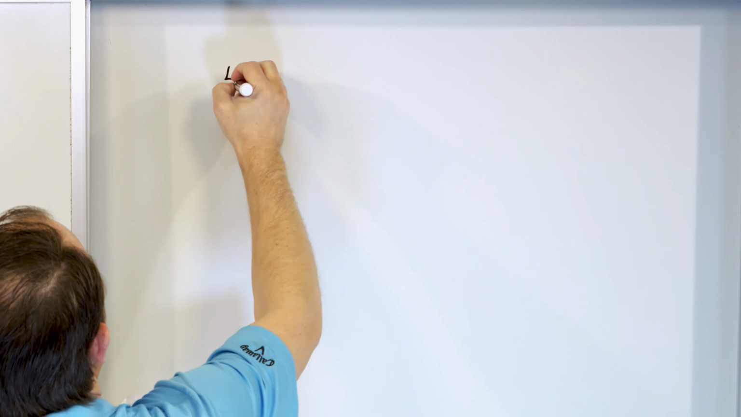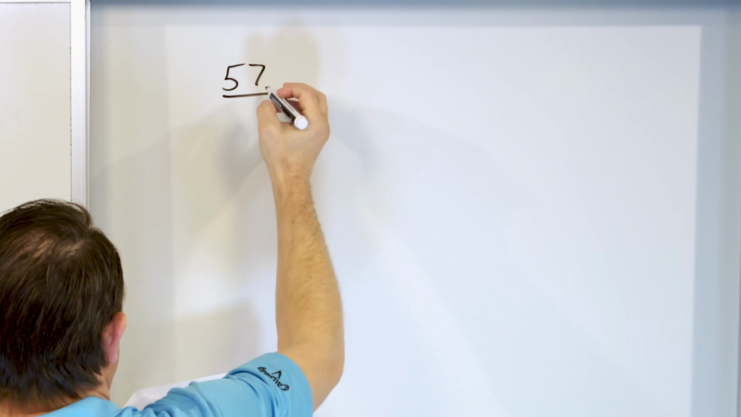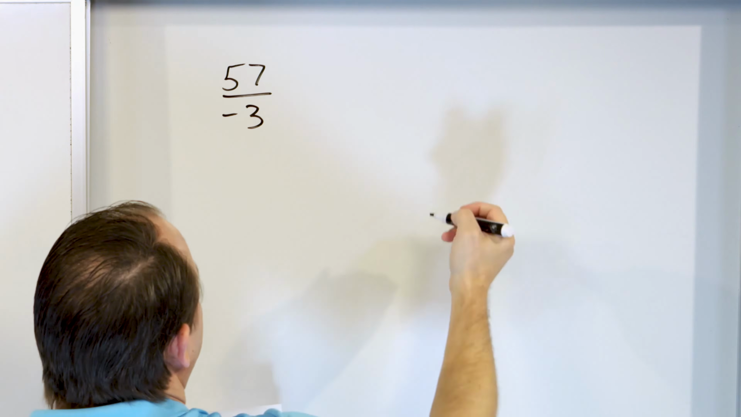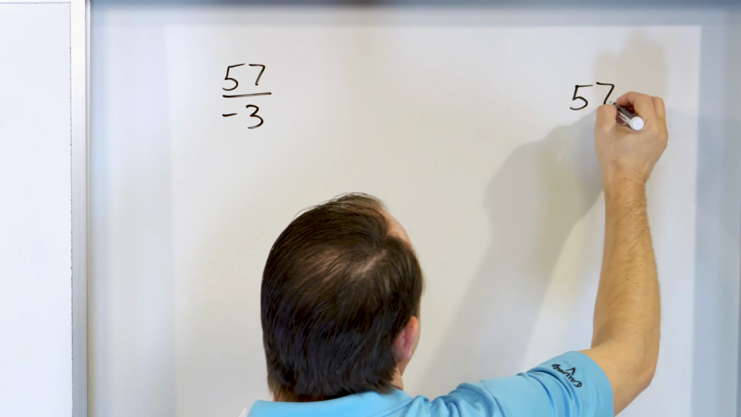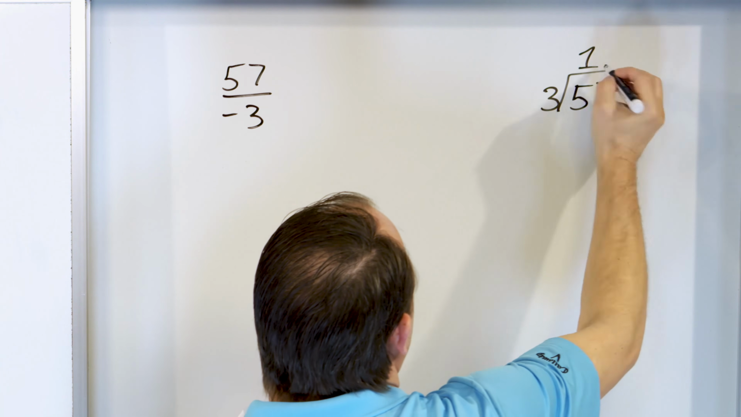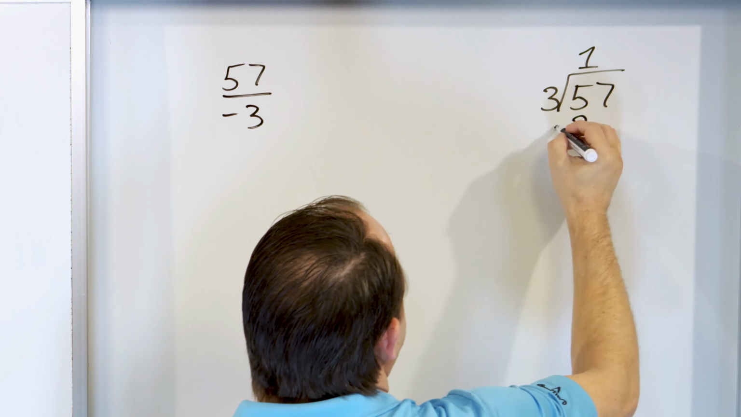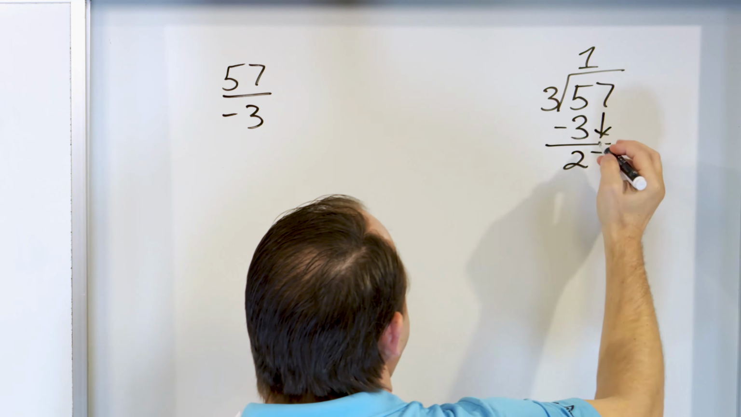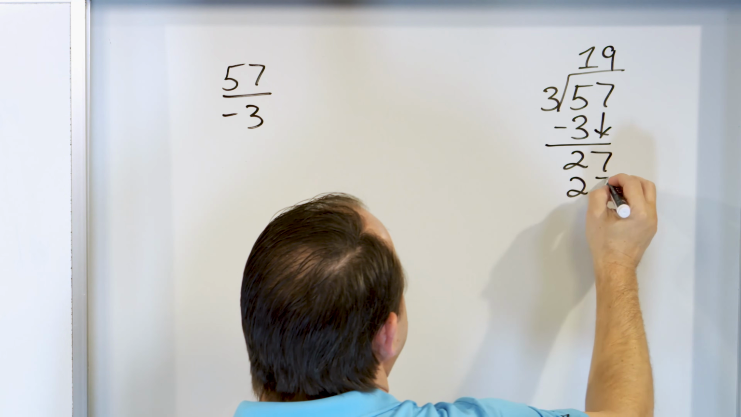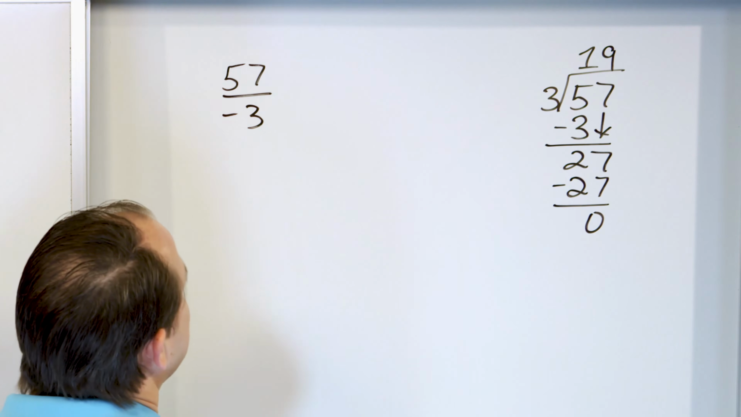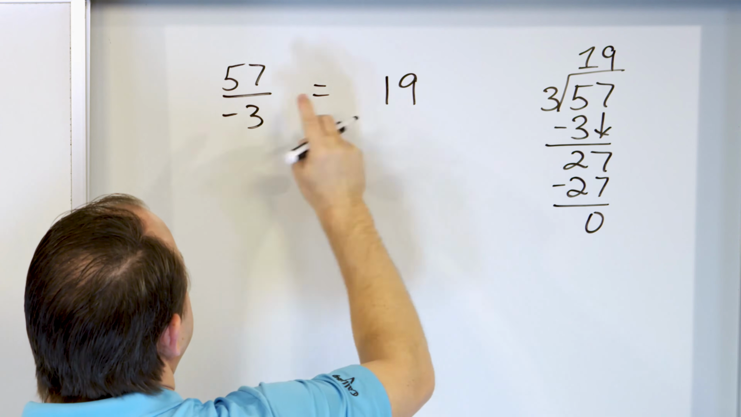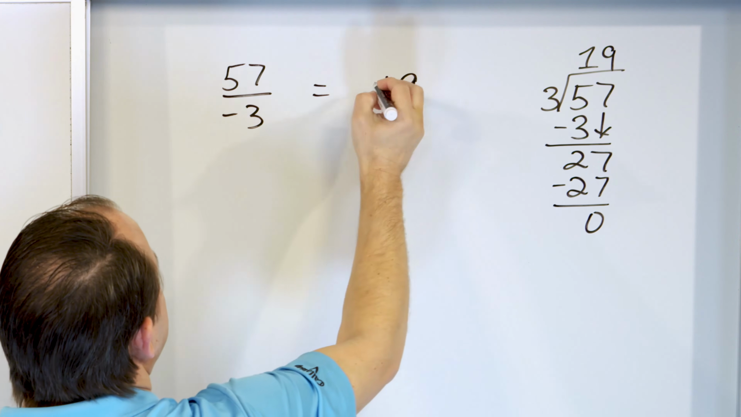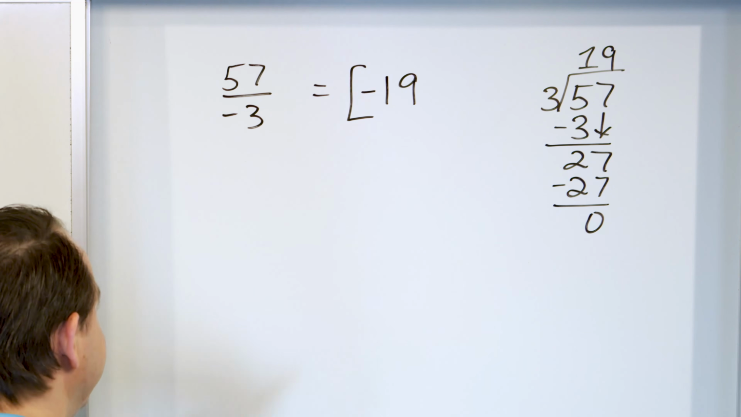Let's take a look at 57. We'll divide that by -3. Now, I don't remember what 57 divided by 3 is, so I'll just do 57 divided by 3. This goes one time. 1 times 3 is 3. This is a 2. 7 comes down. 3 times what is 27? 9. That's 27. Remainder 0. So it goes 19 times, but because it's different signs, positive divided by negative, we actually get -19 for our answer.